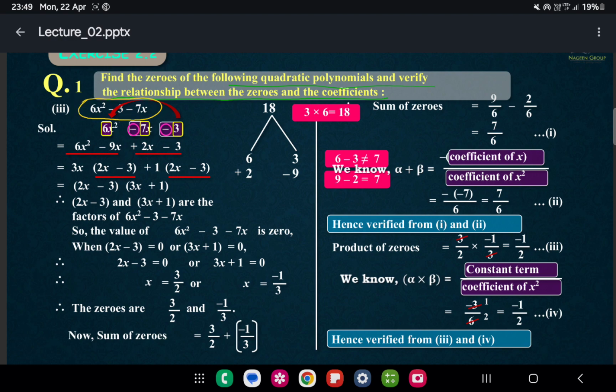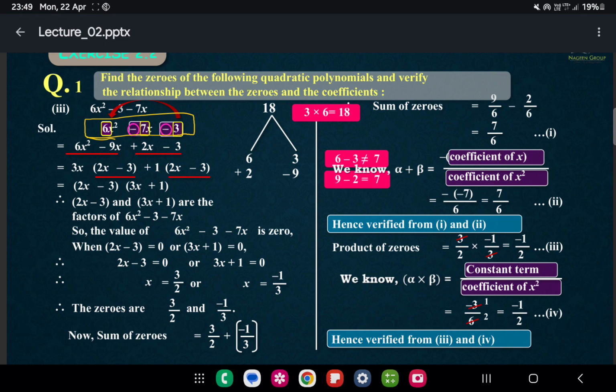First, from the hierarchy we have to take the power that should be high. So first we have to take 6x square, then 7x, then we have to take the constant. This is the way we have to take. Next, as usual we write it like this, 6x square minus 7x minus 3. This is the important step we have to take, otherwise we can't solve these problems.